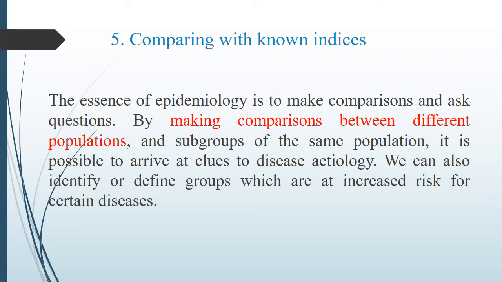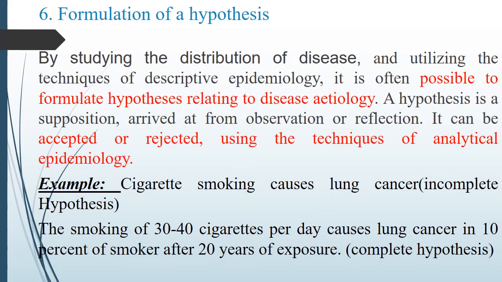So by comparing the known indices, we can come to know what the risk factors are, what may be the etiology, what the causes of the disease are. We can also identify or define groups which are at risk of certain diseases. So we can come to know who is at risk for some particular disease. So by comparing with known indices, we can come to know. We are then able to formulate the hypothesis relating to the disease etiology.